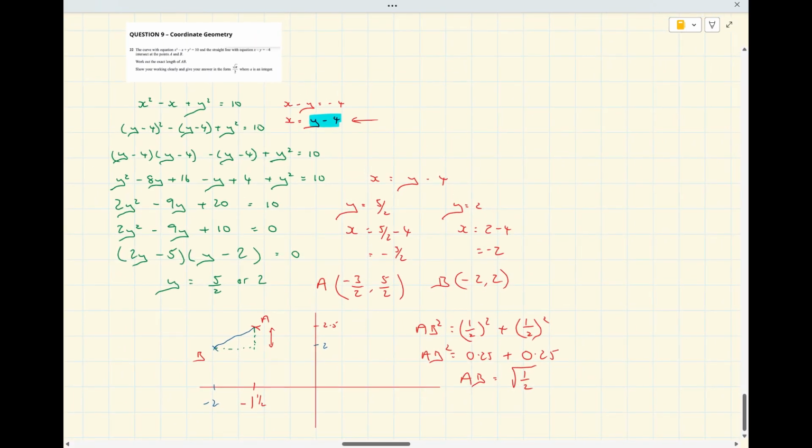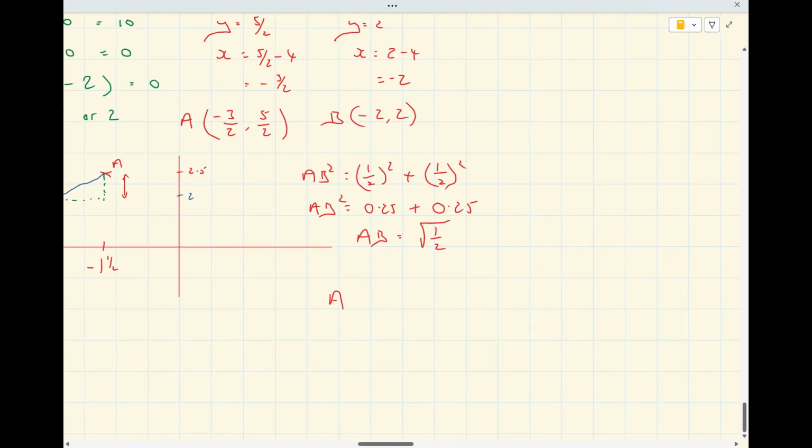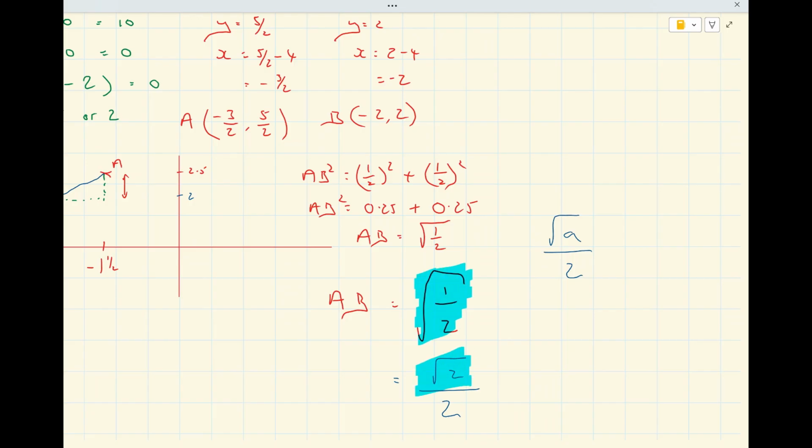Have a look at the question. Work out the exact length of AB, show your working, and give your answer in the form root A over 2, where A is an integer. So I've got my answer is the square root of a half, and it's asking me to give that in the form root A over 2, where A is an integer. Well, I'm just going to rather cheekily put in my calculator the square root of a half and press equals. And it tells me that that is root 2 over 2. So I have used my calculator to get my answer and put it in the form that they want.